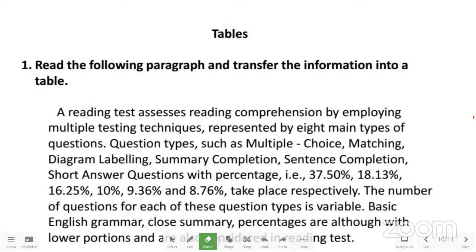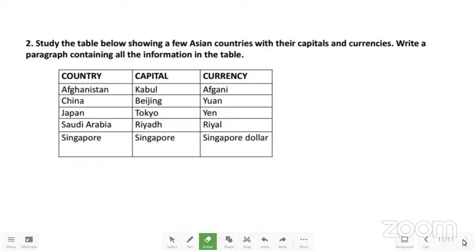Now coming on to the last table. Study the table below showing a few Asian countries with their capitals and currencies. Write a paragraph containing all the information in the table. Here, the country is mentioned, capital is mentioned, currency. So you have to write everything. Make this a capital letter: a few Asian countries with the capitals and currencies. That should be your heading, and you can write all the details. You needn't leave out anything.